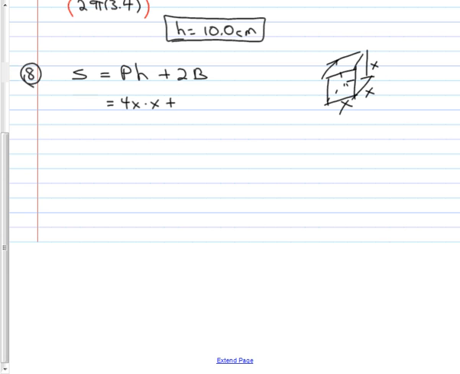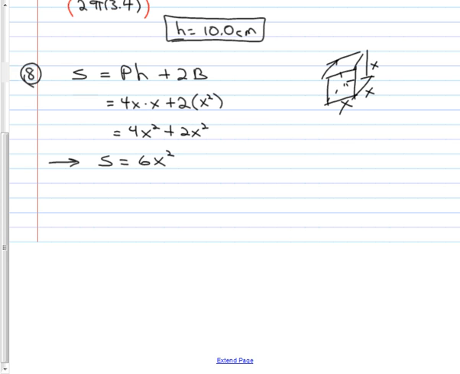What would be the height? X. Plus 2 times area of the base. X squared. X times x, or x squared. So I would have, well, what's 4x times x? 4x squared. Plus 2x squared. What does that equal? 6x squared equals my surface area. So we just figured out, I should have told you to write, a formula for the surface area of a cube when I call a side x. Usually we'll call a side s.